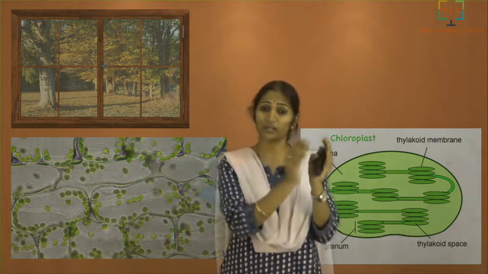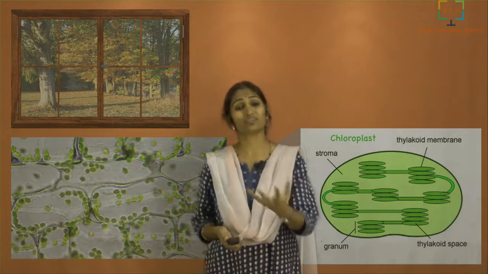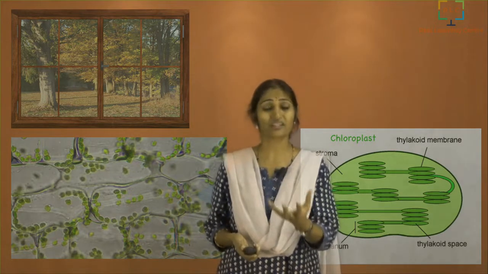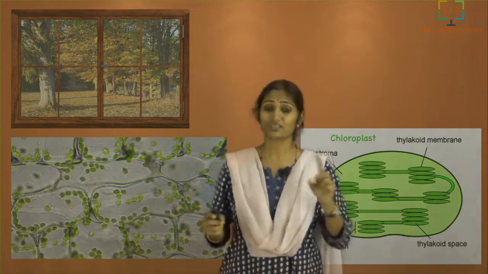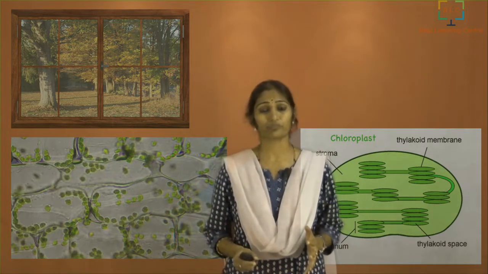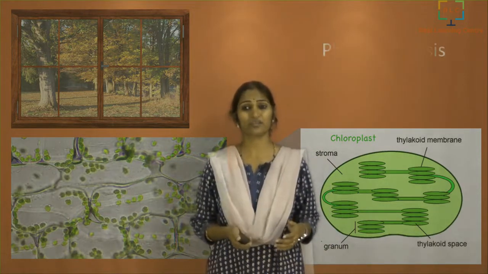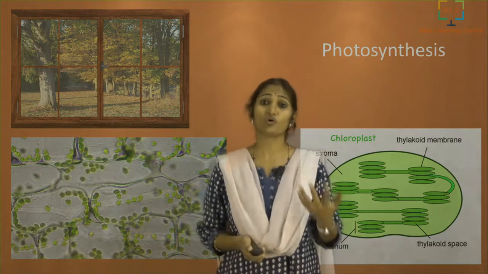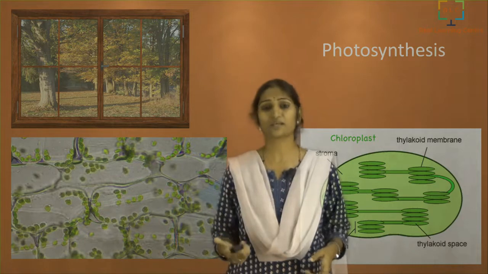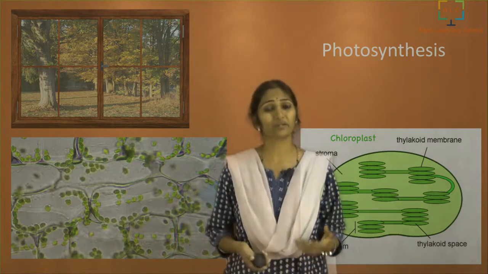To combine carbon dioxide and water, we need the help of sunlight. Sunlight gives the energy that is required for combining carbon dioxide and water. Now this process of making food by the plant is called photosynthesis. Photo meaning light and synthesis meaning making. So using light, the food is being made.